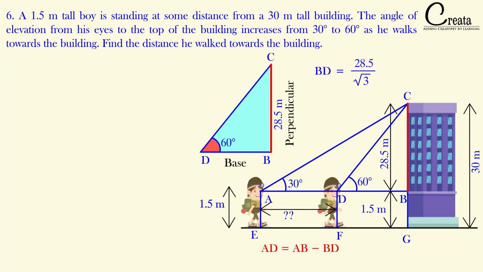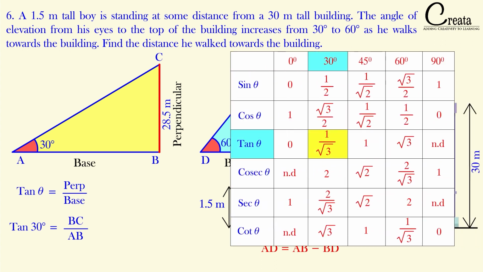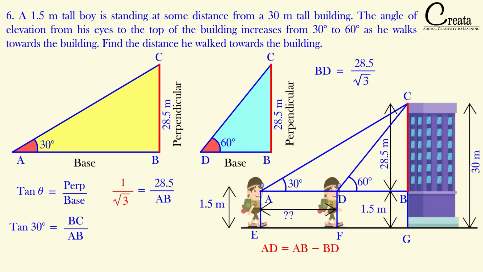Let's go to the second triangle, the triangle ABC. In this triangle, again the perpendicular is given and trigonometric angle theta is given, and we have to find the base AB. So again we will apply tan theta. Tan theta is equal to perpendicular upon base. Tan 30 degree is equal to BC upon AB. And what is tan 30 degree? Let's refer to the trigonometric ratio table. Tan 30 degree is 1 upon root 3, which is equal to 28.5 upon AB. So we got AB as 28.5 root 3. So we got the base of this triangle.